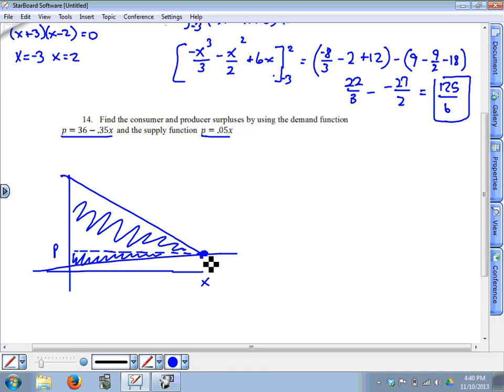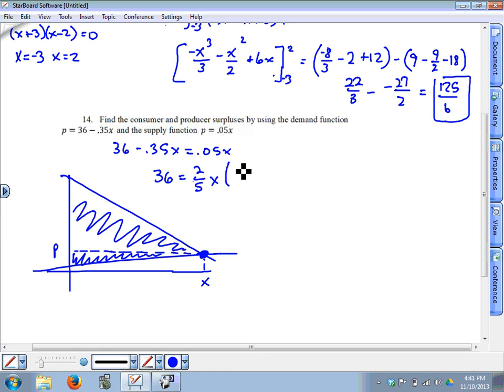So what we first need to do is find this equilibrium point to give us the bound of integration and also the price, so we can figure out our definite integrals. To find the equilibrium point, we have to set supply equal to demand. So 36 minus 0.35x equals 0.05x. Adding 0.35x to both sides gives 36 equals 0.40x, or just 0.4. 0.4 is the same as 2/5. So this is 2/5 x.